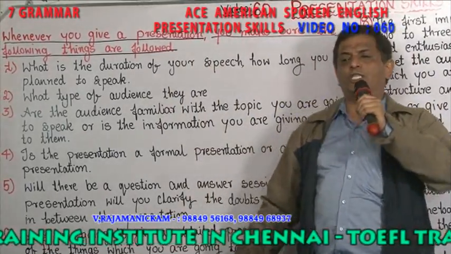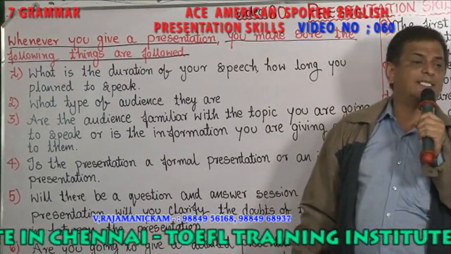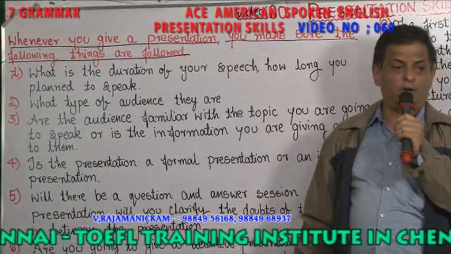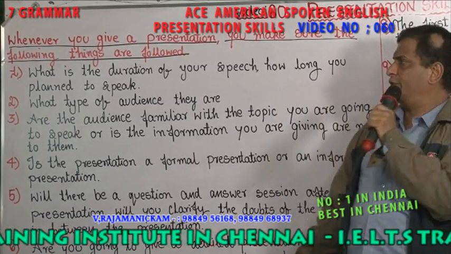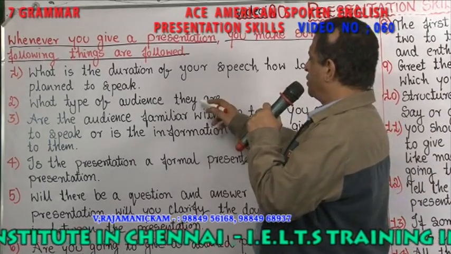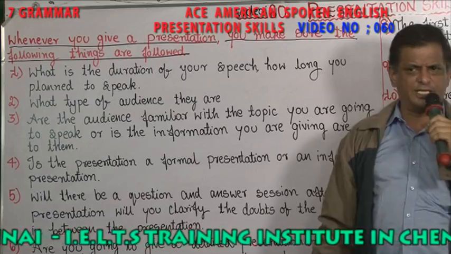So tell the audience, it takes 10 minutes for me to give a speech on this topic, or it takes half an hour to give a speech on my topic. So you tell the audience the duration of your speech. What type of audience are they? Find out what type of audience they are.